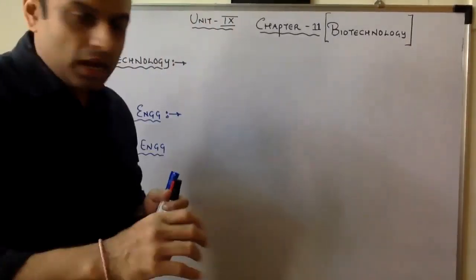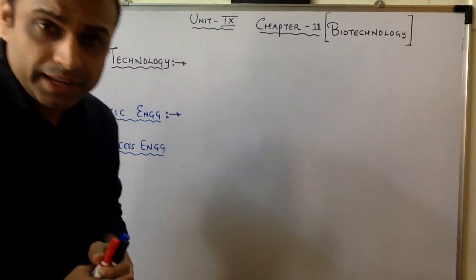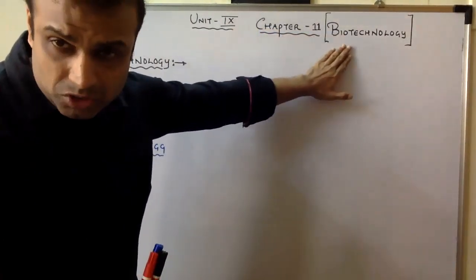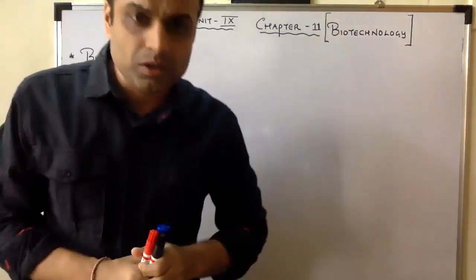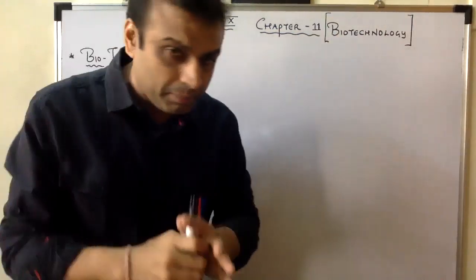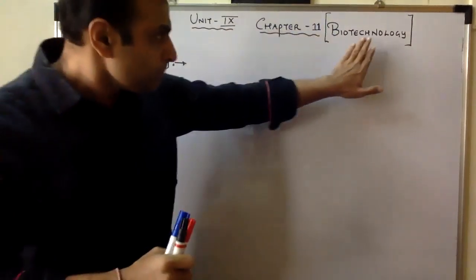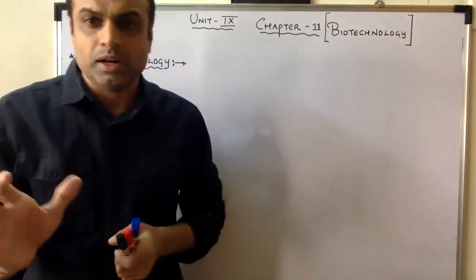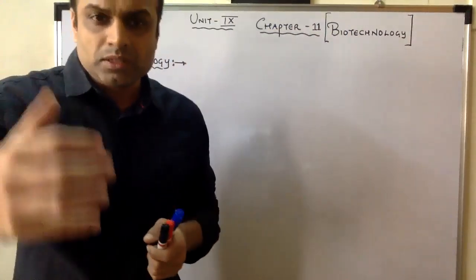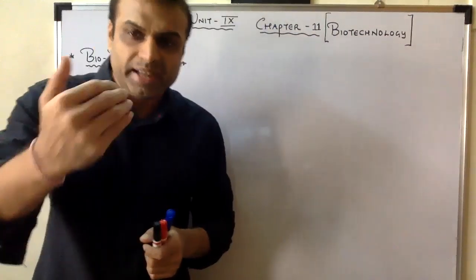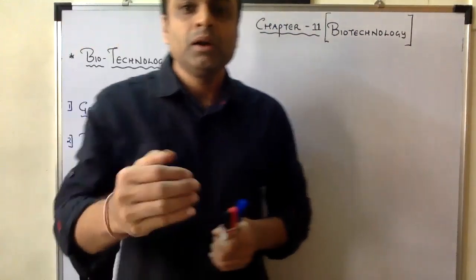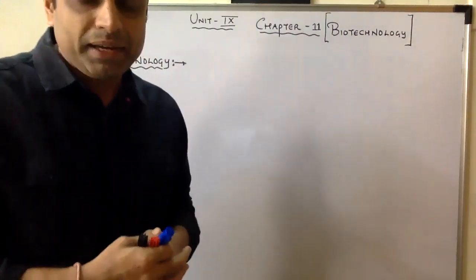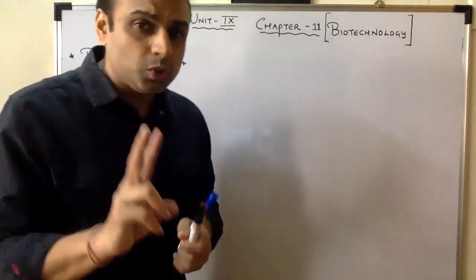Good afternoon, kids. Today we will be starting with our next chapter, chapter number 11, biotechnology. When I say biotechnology, there are two parts and they belong to unit 9. First we will learn a chapter called principles and process. Once this chapter is done, we will learn the next chapter, chapter number 12, which is application. It is again a part of biotech, the application only, and both belong to unit 9.